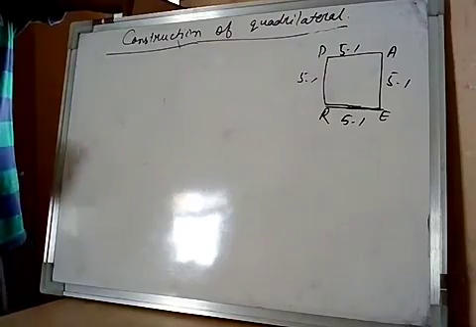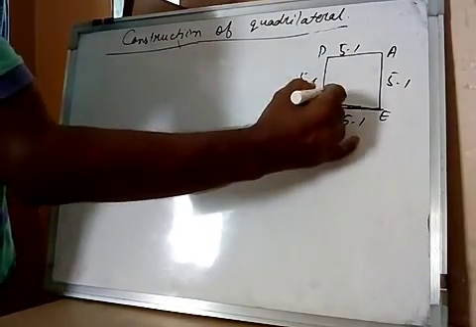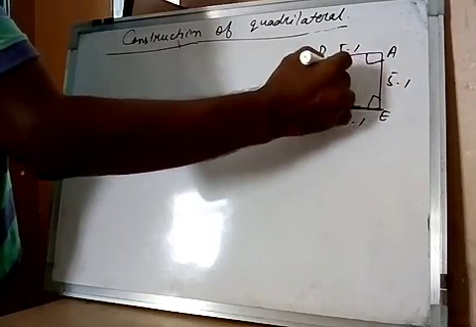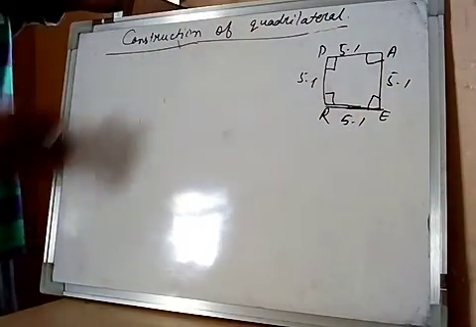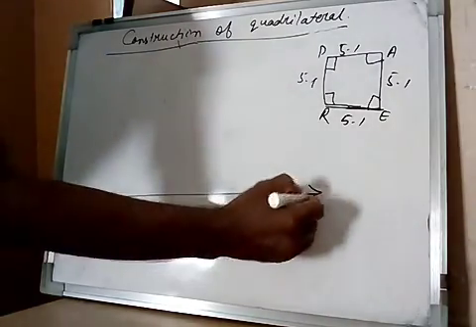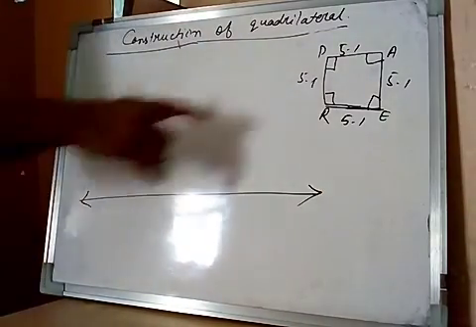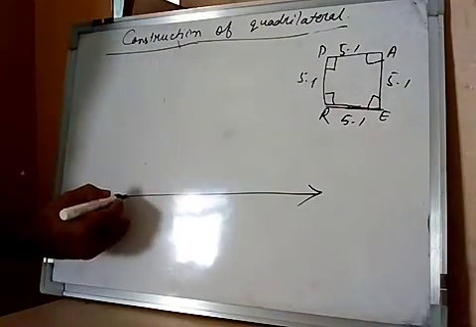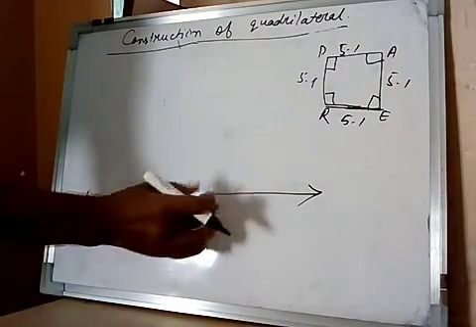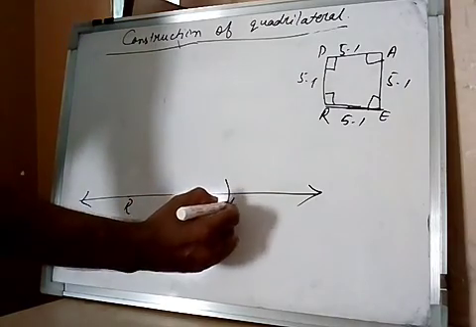Now in a square, all the angles are equal. That means each angle will be how much? 90 degree. So this information is given. That means all 4 sides and 4 angles are given on the square. We have to construct this square now. Now this one is imaginary line RE, 5.1. So let's take R here. Then with the help of compass you have to cut how much? 5.1, that is what? E.